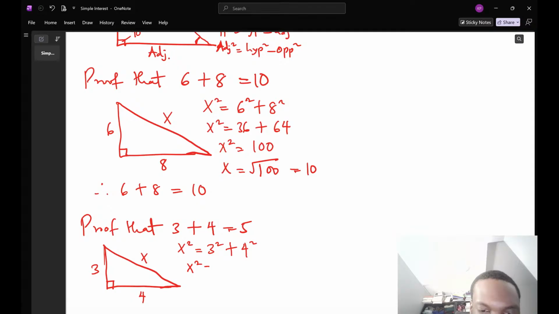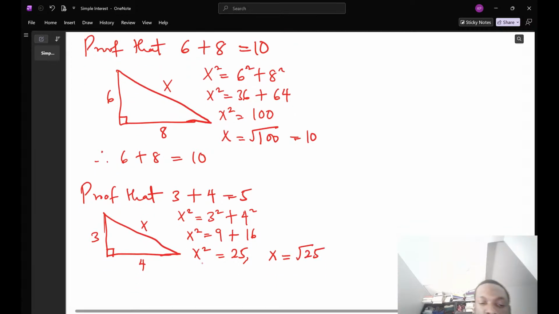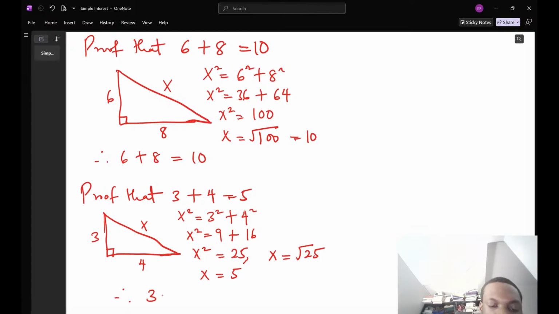Okay, we have x squared. 3 squared is 3 times 3, which is 9. 4 squared is 16. So x squared is 9 plus 16, which gives us 25. So let's find the square root of 25. x is equal to root 25, and the square root of 25 is 5. So therefore, we say that the sides 3 and 4 give us a hypotenuse of 5.